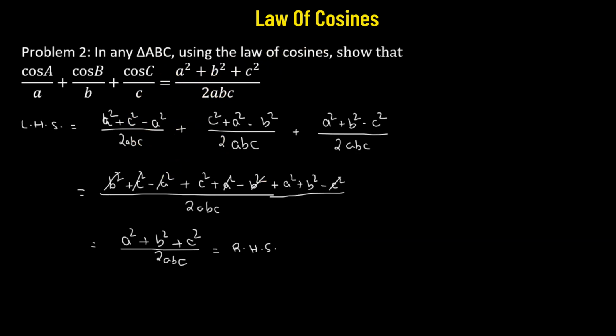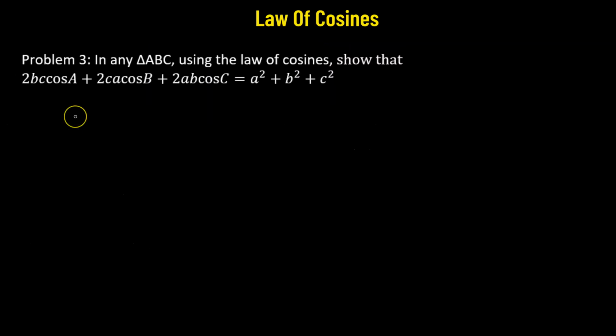Let's move on to the third problem. So this is problem number 3. Here we have a triangle ABC. We need to show that 2 times BC times cosine of A plus 2 times CA times cosine of B plus 2 times AB times cosine of C equals a squared plus b squared plus c squared. We'll start from the left hand side. So here we have 2 times BC multiplied to cosine A. So cosine A can also be expressed as, well, let's come to the definition.